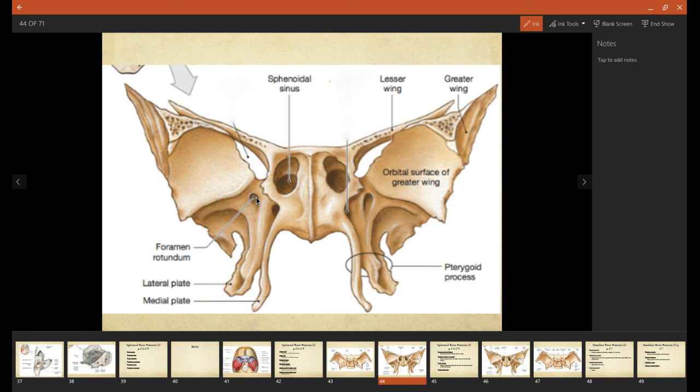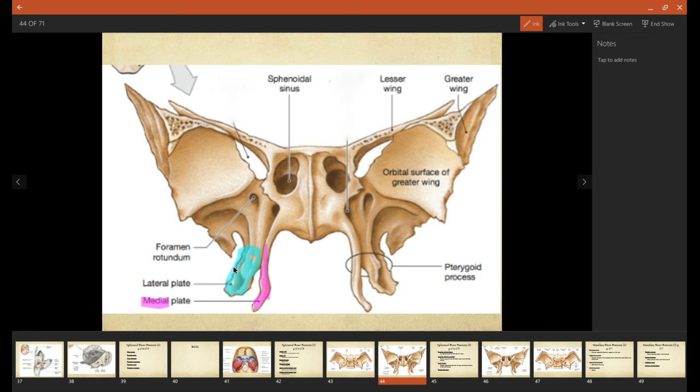We also see the foramen rotundum here as it's coming through to the anterior side. And then we see the pterygoid process. So if we look at these processes, there's one on each side. This is the lateral plate. And then we have the medial plate on the inside. It's also called the medial and lateral lamina. But this one would be the medial.